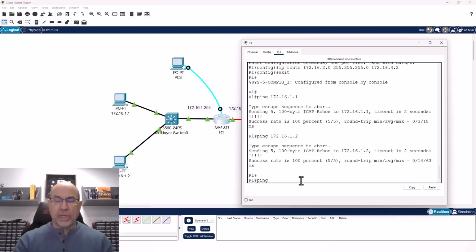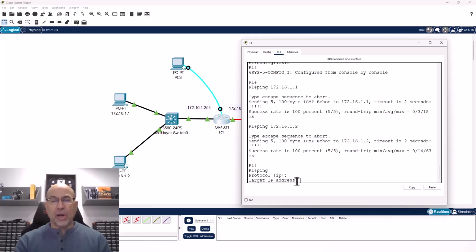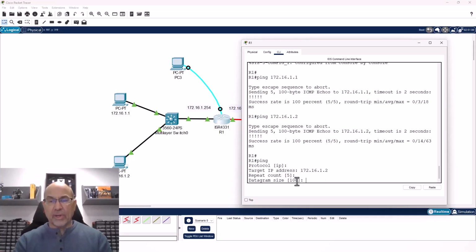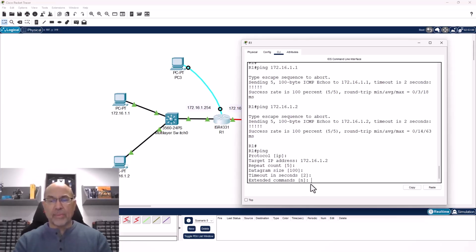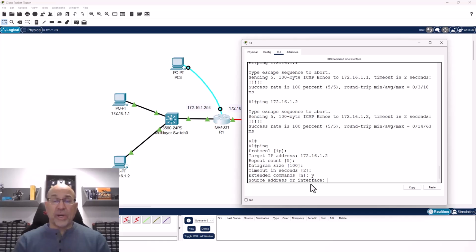So if I just use ping without any arguments, it starts asking me questions about what I want to do. So I'm going to say we're going to do IPv4. The target IP address is still 172.16.1.2. The repeat count is 5. Okay, now I could change that. Datagram size 100. Okay. Timeout. Okay. Extended commands. Yes. Now this is where I get to specify the different address.